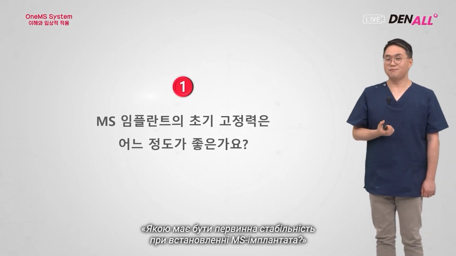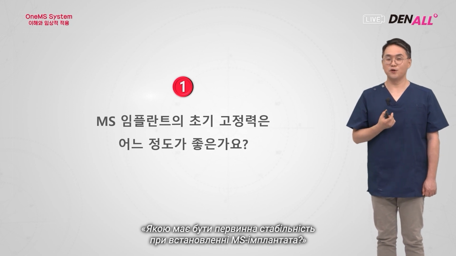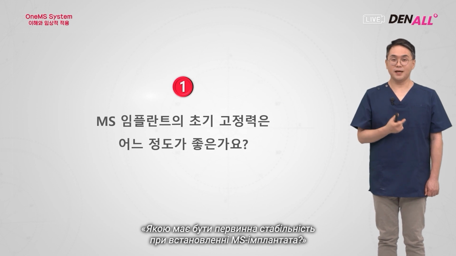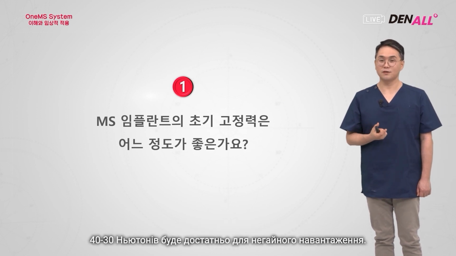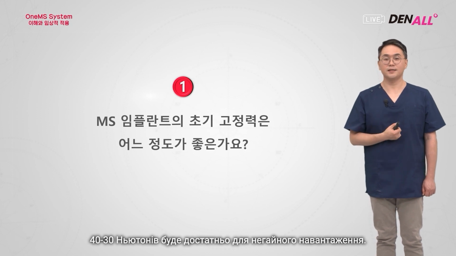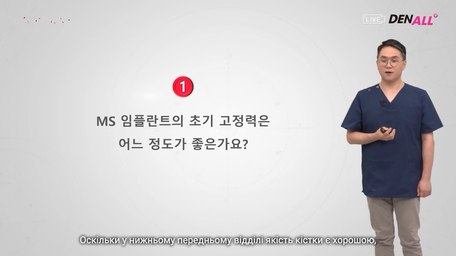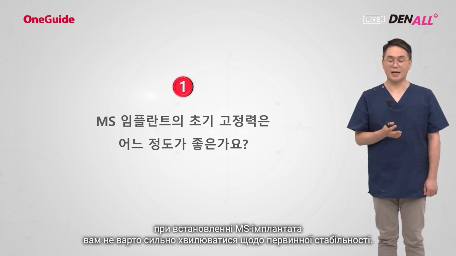When placing an MS implant, what the initial stability should be is a question I was often asked. For the same STS type implant, 30 to 40 newtons would be sufficient for immediate loading. On the lower anterior part, placing an MS implant, you don't have to worry about initial stability too much because the bone quality there is good.